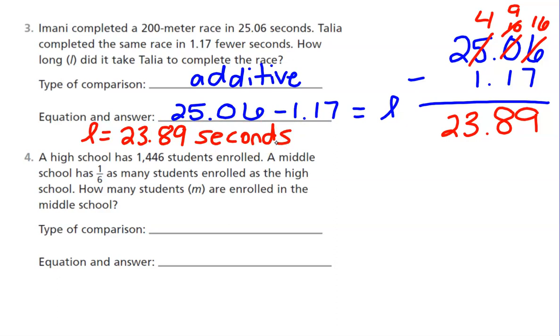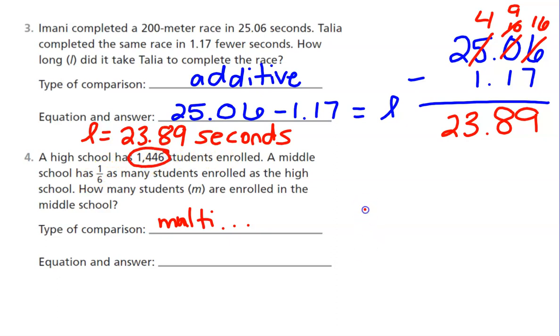Our last one is actually also going to be a multiplicative. But you're going to actually see that this one kind of looks a little bit like division as well. So it says a high school has 1,446 students enrolled. A middle school has 1/6 as many. So we need to find out what 1/6 of this number is.